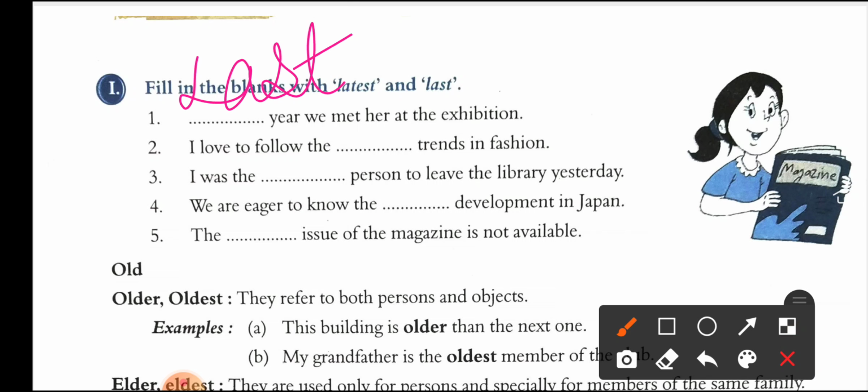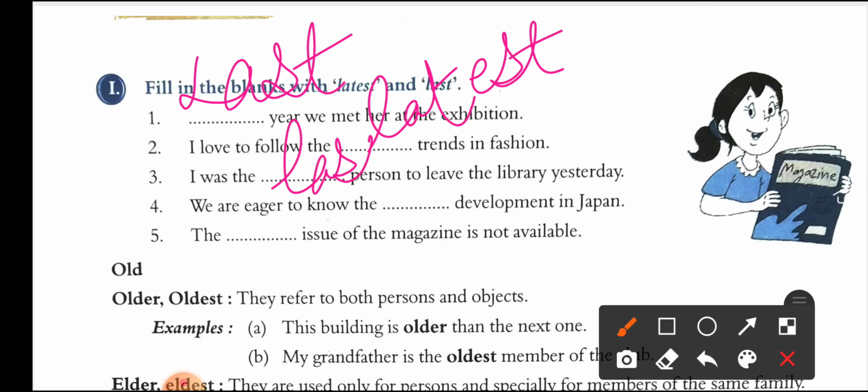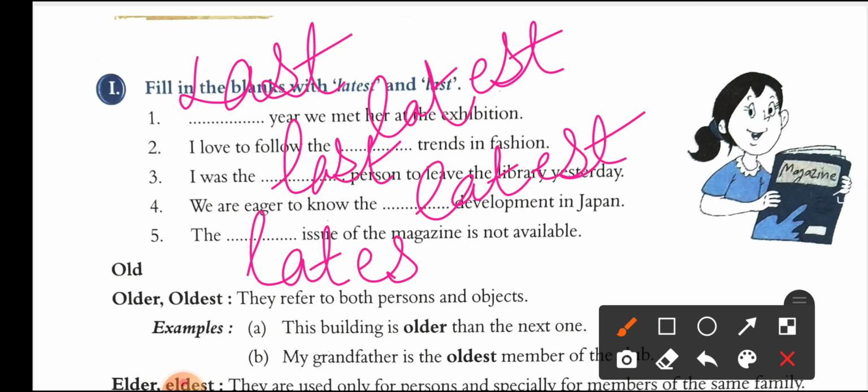I love to follow the dash trends and fashion. This is what? Latest. I was the dash person to leave the library yesterday. What are they talking about? Last. We are eager to know the dash development in Japan. It is latest. Fifth one is the dash issue of the magazine is not available. So again it is latest. So the first one is last, second one is latest, third one is last, fourth one is latest once again, and fifth one is also latest.